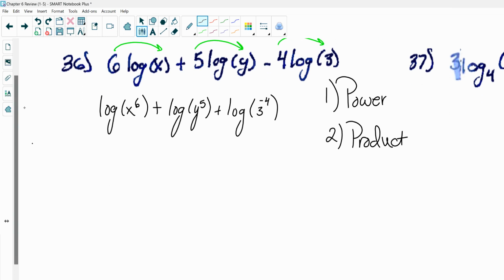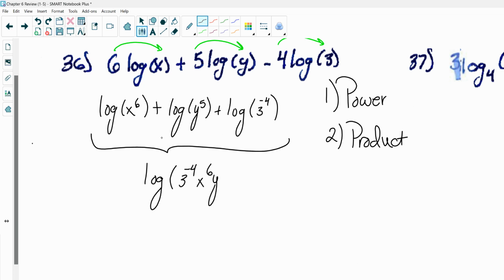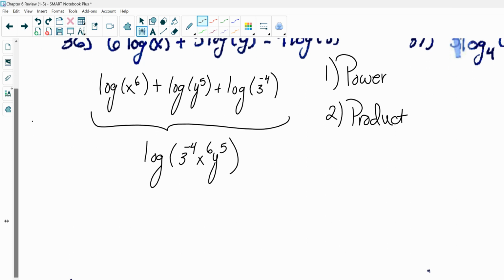So that takes care of our product, power property. Now we can move on to product. We have 3 logs being added together. Well, we can rewrite it as a single log with what's inside being log of x to the 6 times y to the 5th over 3 to the 4th. I put the number in front because it's only one number and it's the standard form.